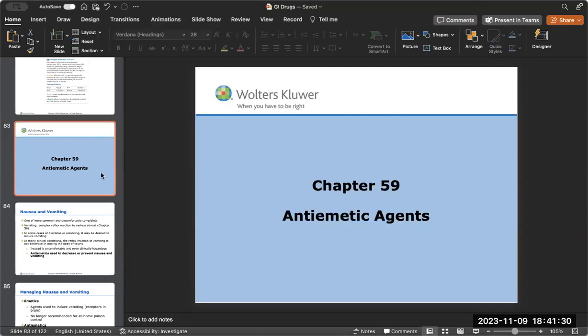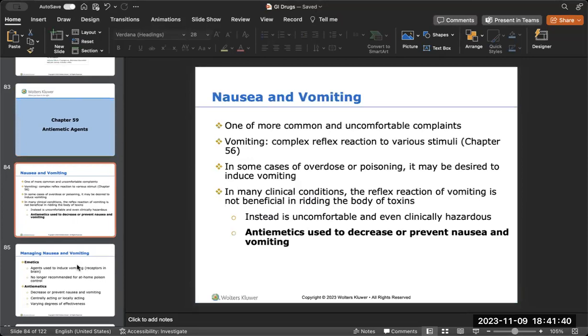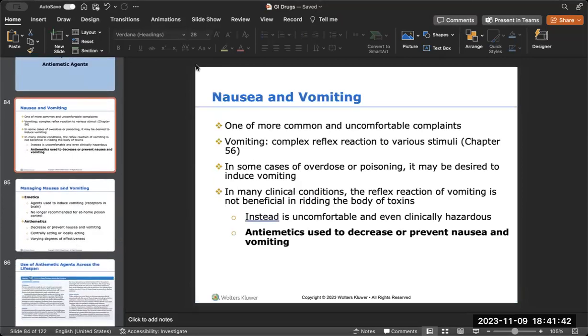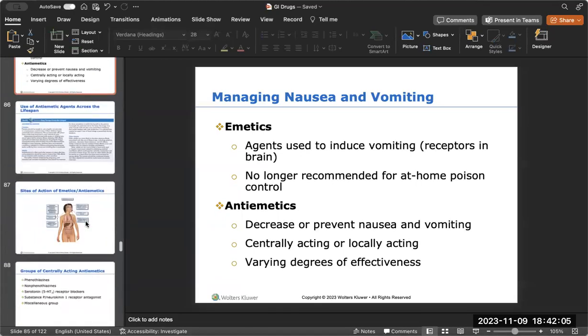Okay, so antiemetics, the last type of drugs we're talking about. We talked about a lot of different things today. Nausea and vomiting has receptors, like I said, in the brain. So all of these receptors are focusing on the brain. That's going to be very, very important. We have different types for managing nausea and vomiting. We have emetics, which induce vomiting at those brain receptors, and we have antiemetics that prevent nausea and vomiting and work on those receptors in the brain.